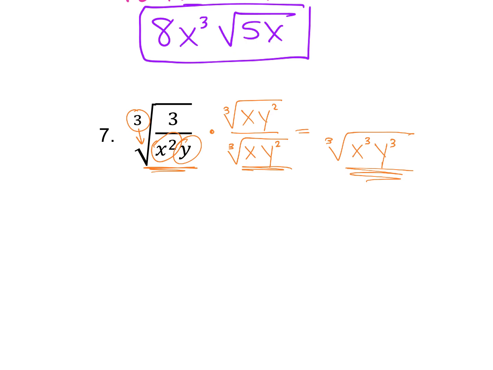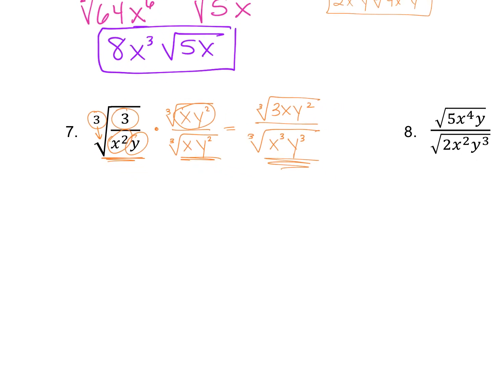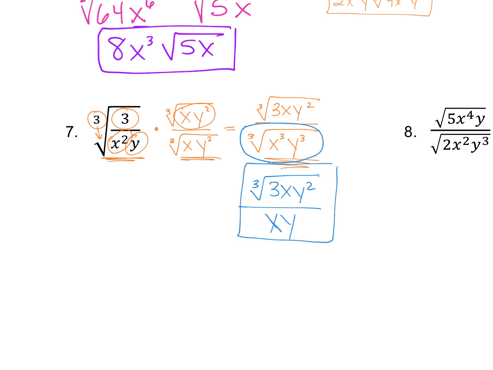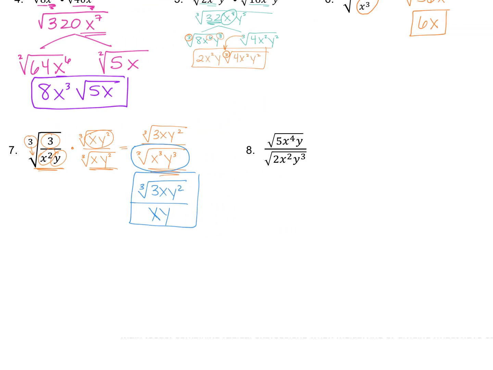And now we can multiply across. So up top, you have the cube root of 3xy squared. On bottom, we can actually take that cube root for both of those. So our numerator is still going to be this. But our denominator, the cube root of this, is just x times y. And that is your answer. Can't simplify your x's and your y's there because one's in a radical and one is not. So leave it like that.